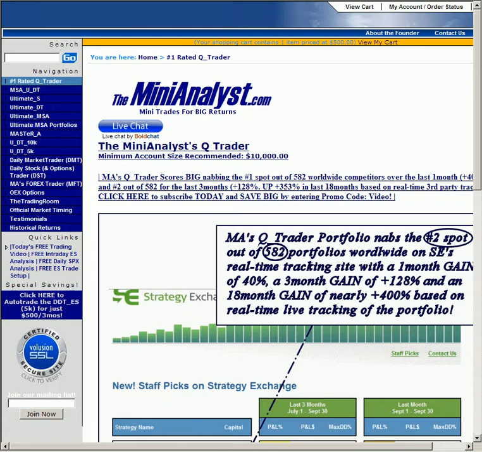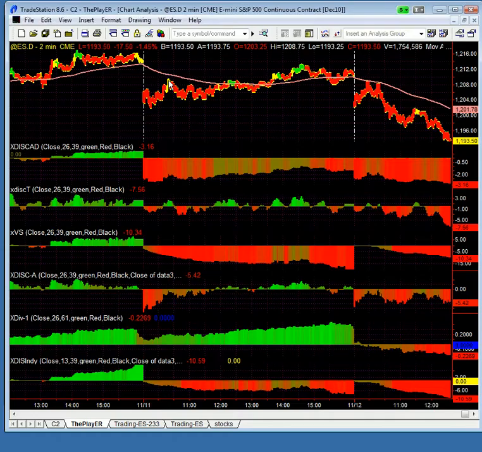The first thing we want to look at here is a chart of the market. This is the mini S&P 500 futures contract, front month in nature, looking at a last print of 1193.50 at the lows of the day on this Friday, the 12th day of November 2010.